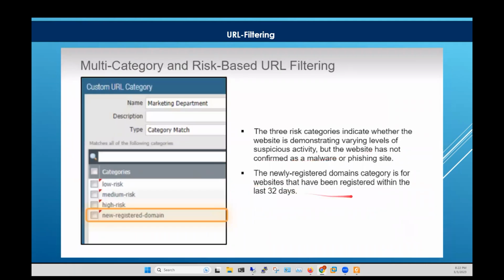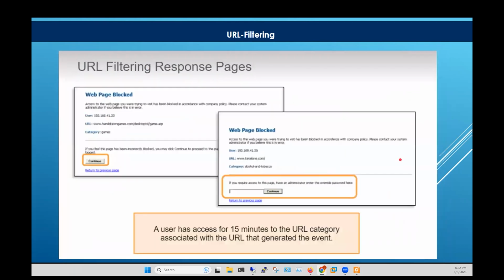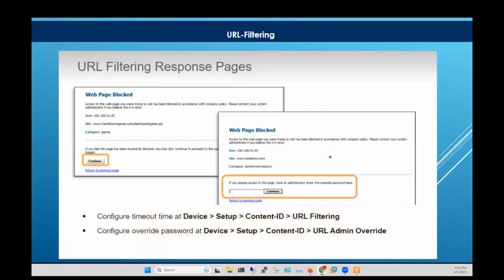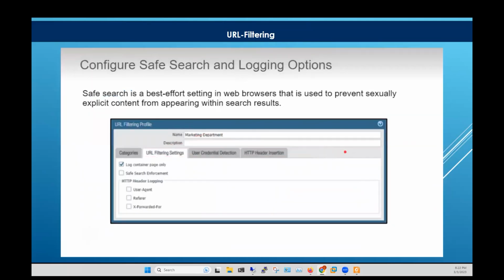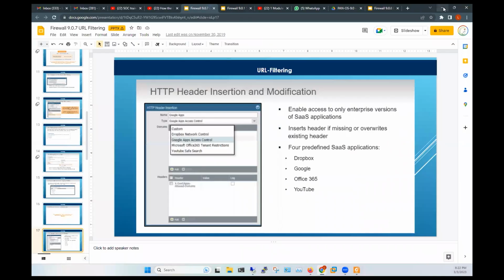But in the URL filter, guys, we have multiple options, right? Response page, you can create this. After that, if you want to give the permission, continue. So you can set also this one, right? And so these are the things we will be checking inside the lab now.